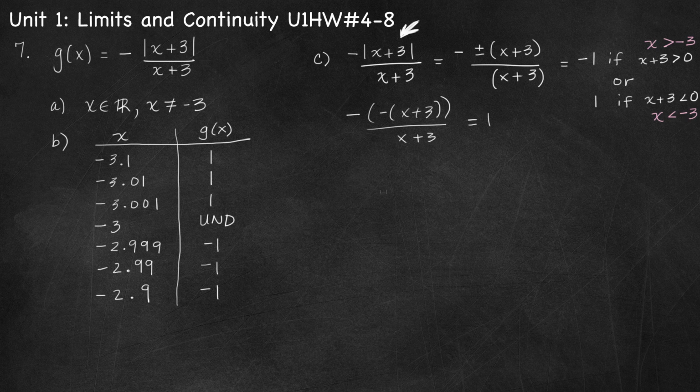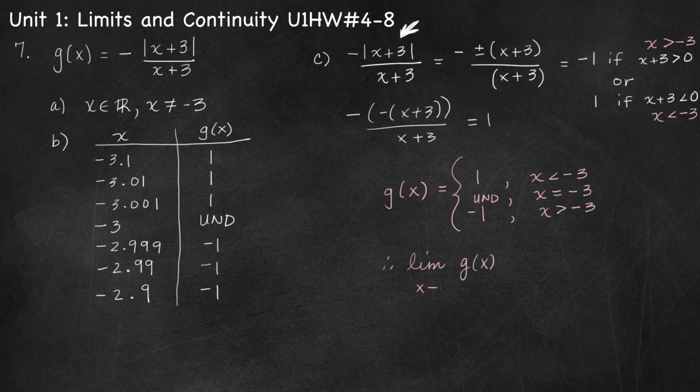So let's write this now as a piecewise equation. g of x equals 1 for x values less than negative 3, and it's equal to negative 1 for x values greater than negative 3. It's undefined at negative 3, so we don't have to include that. But I guess we could, if we wanted to, say undefined when x equals negative 3. And this confirms what we suspected, that the limit doesn't exist, because the limit from the left-hand side is 1. The limit from the right-hand side is negative 1. So I'm going to go ahead and write that. The limit of g of x as x approaches negative 3 does not exist.